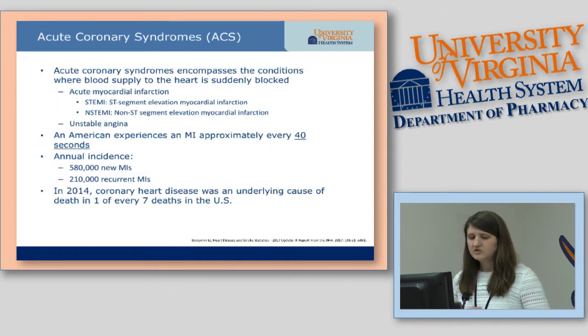So first, to start off, let's talk about what acute coronary syndromes are. Really, this is an umbrella term that encompasses various conditions where blood supply to the heart is suddenly blocked. So this can be something like an acute myocardial infarction, which you may have heard referred to as a heart attack, and that could be classified as a STEMI or NSTEMI.